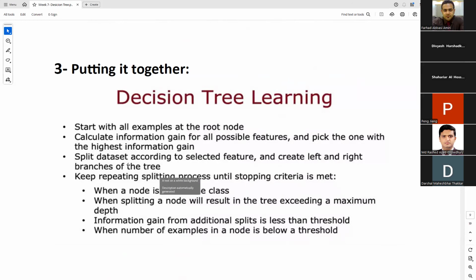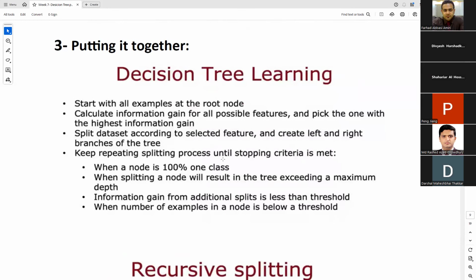You know about it, right? Keep repeating the splitting process until a stopping criteria is met. You know the stopping criteria. You know when to stop your decision tree. I talked about it in the previous slide.